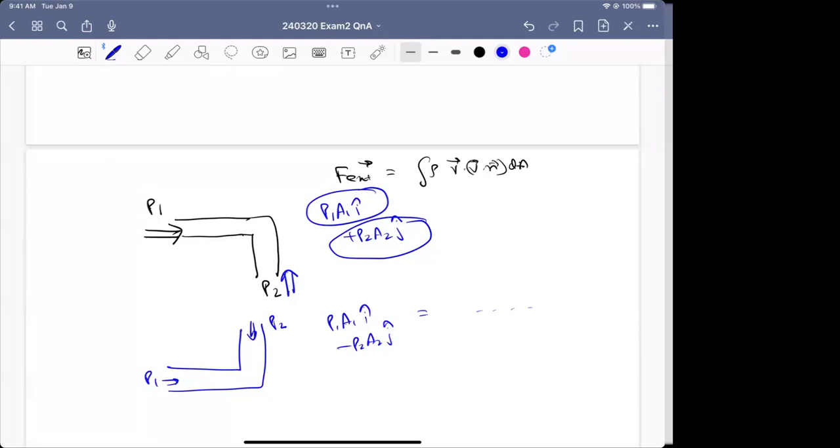Okay, and then one last thing, because in some cases it's just P1 A1 minus Fx. Is that just because they're flipping the sign so that the pressure isn't negative?